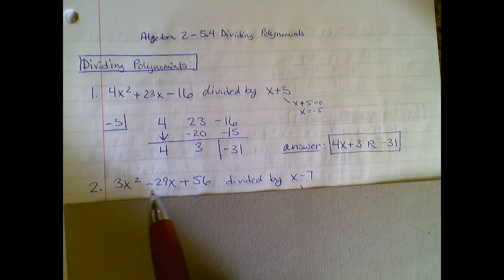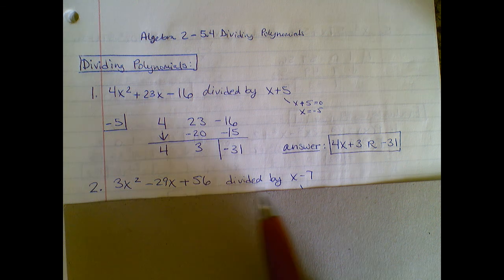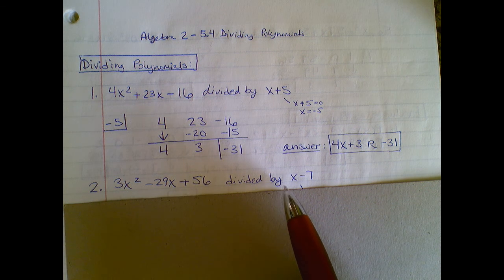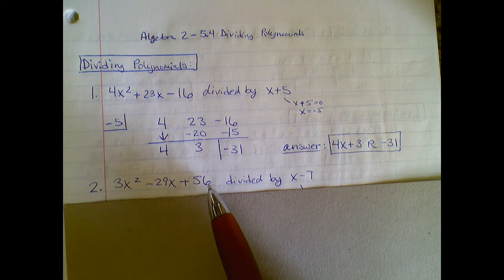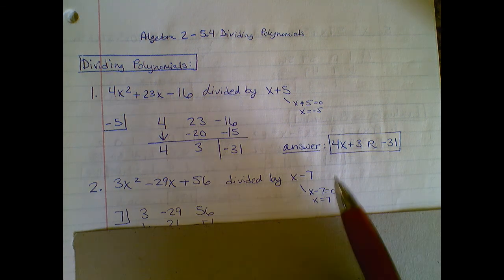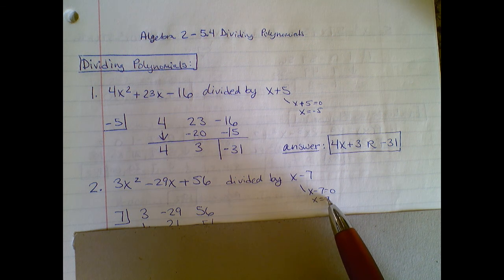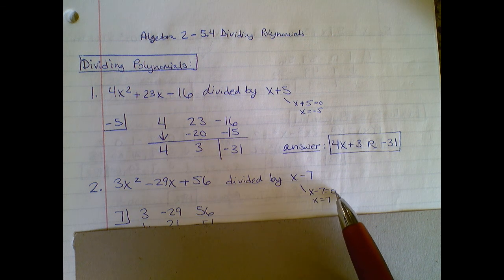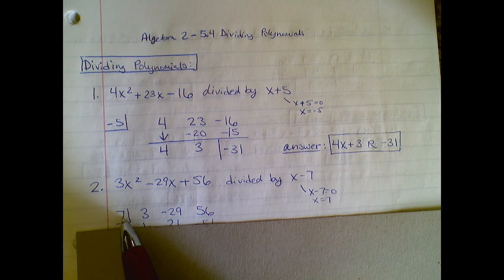So let's try another one. We have 3x squared minus 29x plus 56. And we're going to divide by x minus 7. So we write our coefficients, 3, negative 29, and 56. And then we set whatever we're dividing by equal to 0. We solve for our x. So x minus 7 equals 0. We add our 7, so we get x equals 7. We put that in our box.